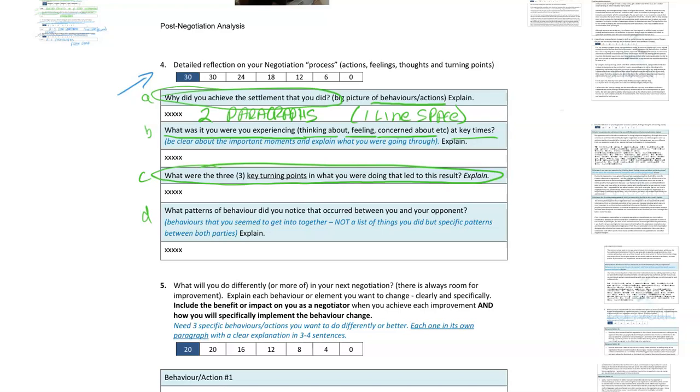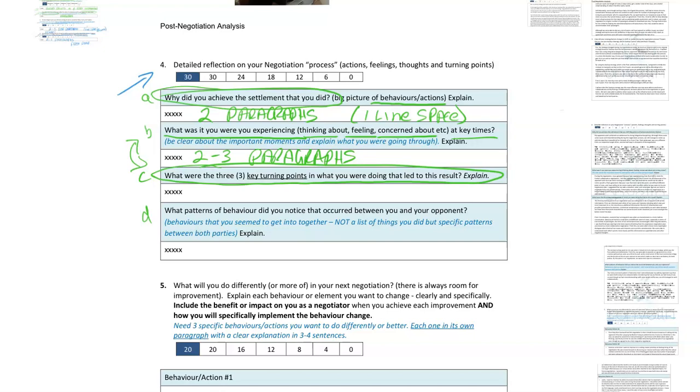The second and third questions here, B and C, may or may not be connected. So here, what was it you were experiencing, thinking about, and so on? Again, we're looking for 2 to 3 paragraphs that may or may not coincide with the next question. I've had students sometimes tell me they prefer to answer the third question than the second one, but it may not be those times when you're feeling most intense.